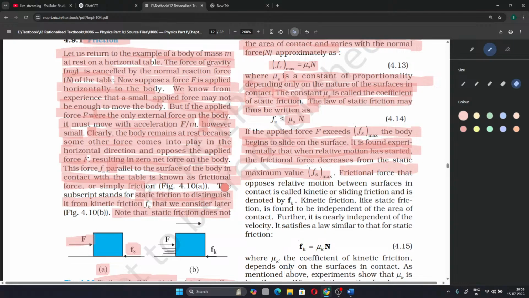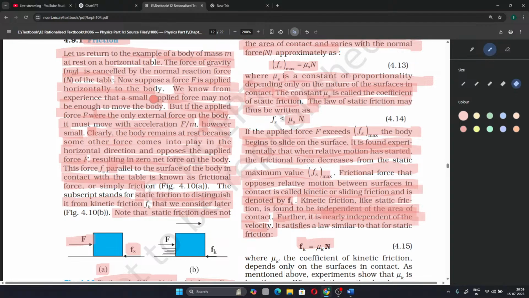Frictional force that opposes relative motion between surfaces in contact is called kinetic friction, and it is denoted by Fk. Kinetic friction, like static friction, is found to be independent of the area of contact. Further, it is nearly independent of velocity. It satisfies a law similar to that for static friction, where it depends on the normal force, the normal reaction: Fk equals mu k times N, where mu k is the coefficient of kinetic friction.